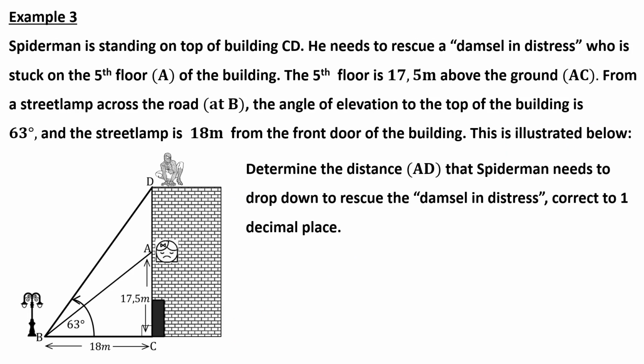Spider-Man is standing on top of a building CD, and he needs to rescue his damsel in distress, who is stuck on the 5th floor of the building at point A. The 5th floor is 17,5 meters above the ground, so that distance above the ground is AC. From a street lamp across the road at B, the angle of elevation to the top of the building is 63 degrees, and the street lamp is 18 meters from the front door of the building.